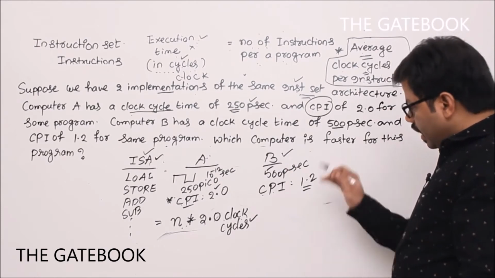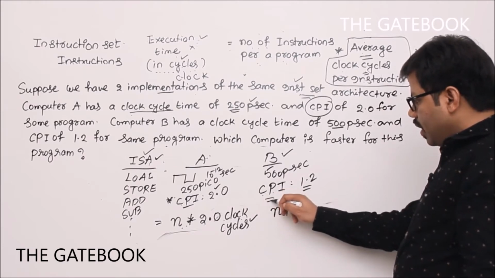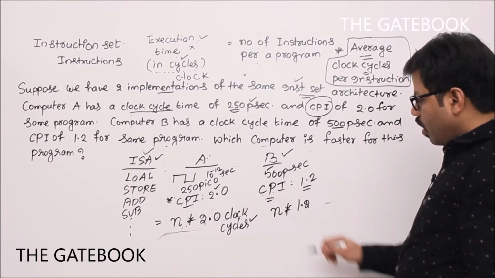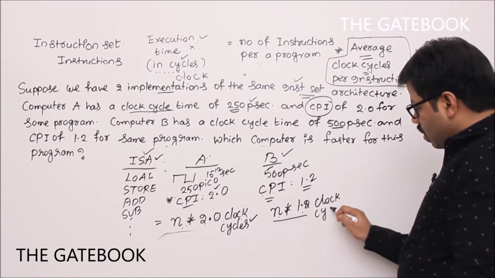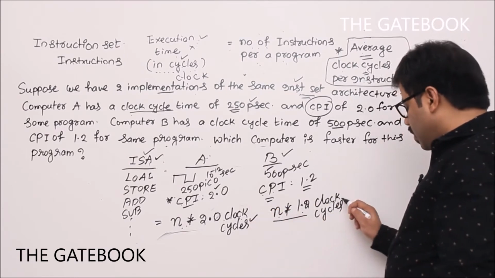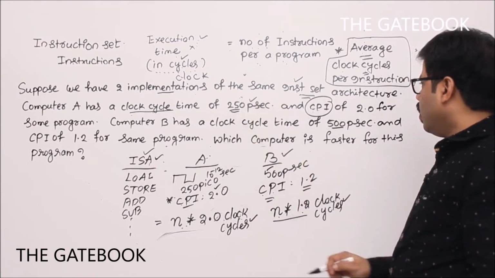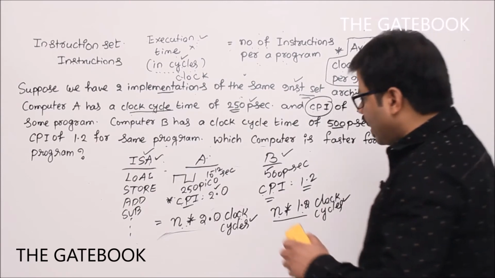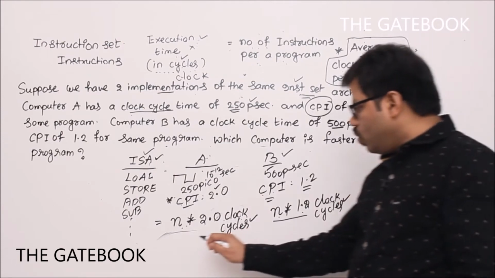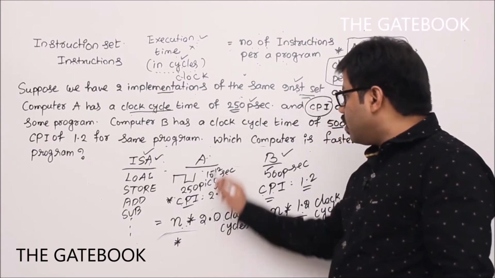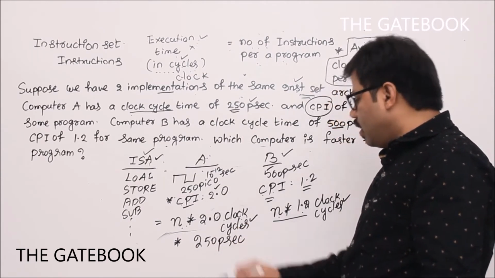For computer B, same program, that's why same number of instructions, n into, then what is the CPI? 1.2, right? So the formula for execution time is n into 1.2 clock cycles. But here this clock cycle is different from this clock cycle, because in computer A clock cycle time is 250, here it is 500. Now let's see exact time. How much time does computer A take? Time in seconds: n into 2.0 into 250 picoseconds. Let's multiply, then you get the answer in seconds.